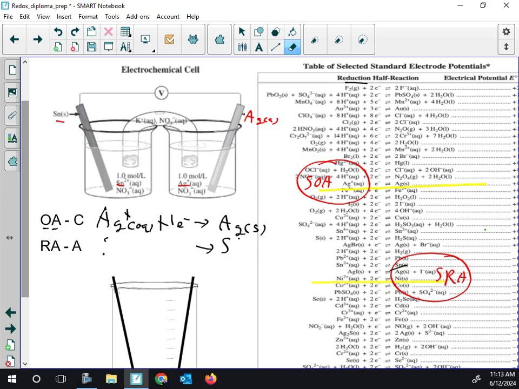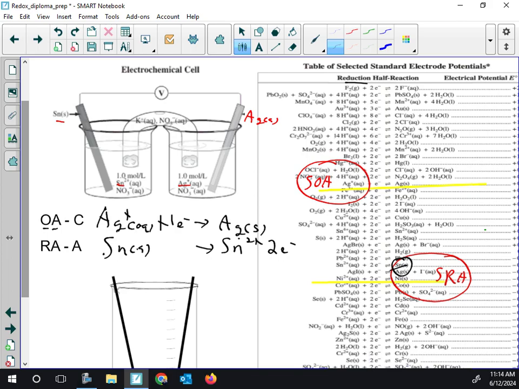It's elemental tin going to tin 2 plus, and spitting out 2 electrons. So that lets us know what's going on chemistry-wise. So our tin is our strongest reducing agent.